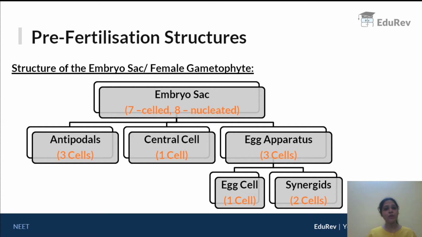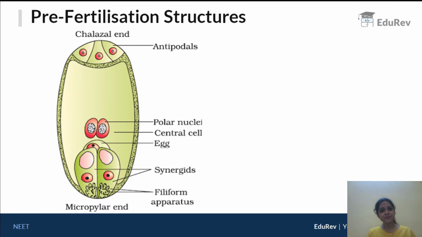If we consider the 2 polar nuclei, they're considered to be haploid in nature. If we talk about the central cell, since it's a fusion product, we come up with a secondary nucleus, but this is the diploid cell of the embryo sac. And finally, we have the egg apparatus, which contains 3 cells in total, 1 egg cell and 2 synergids. For our revision's sake, antipodals are always towards the chalazal end, your synergids, your egg apparatus along with the egg cell always towards the micropylar end, and the polar nuclei or the central cell present more or less in the center of the embryo sac.